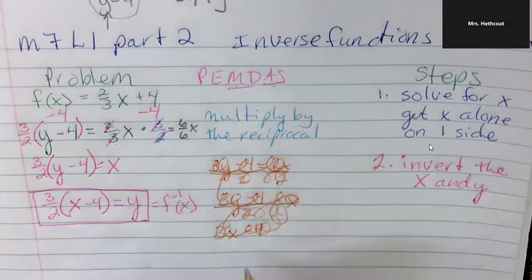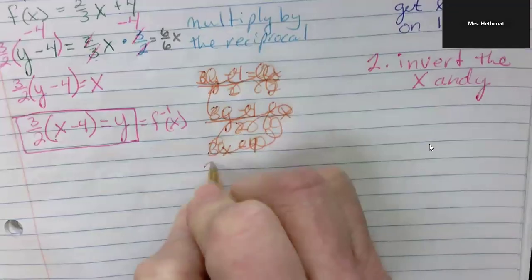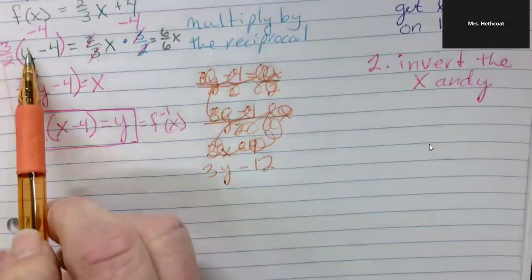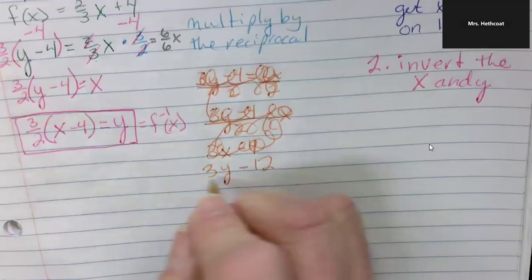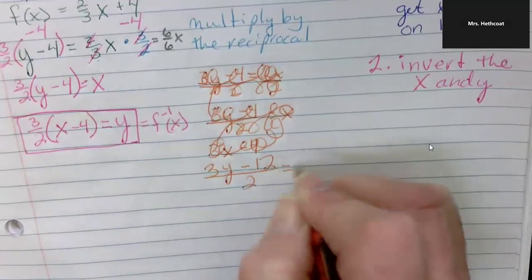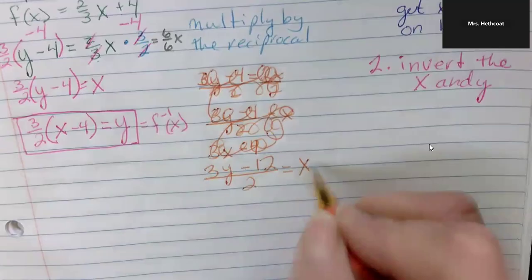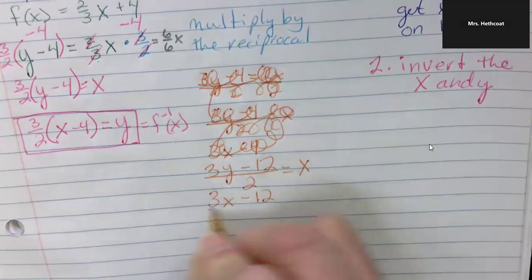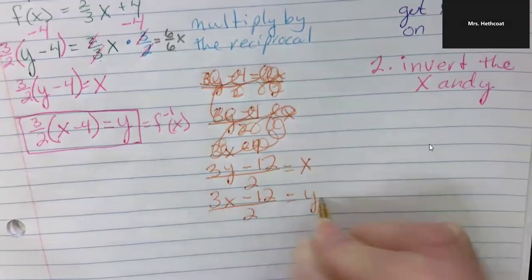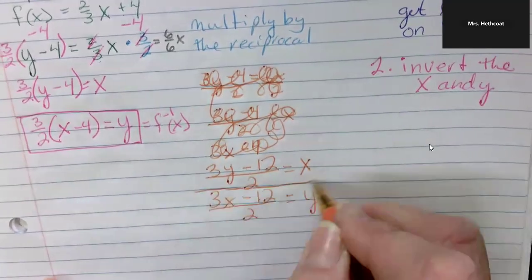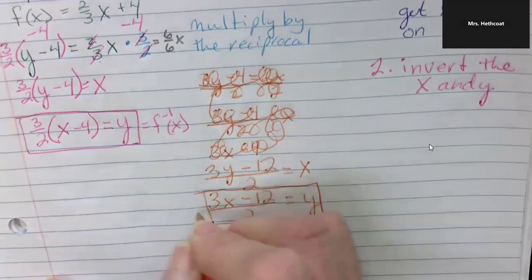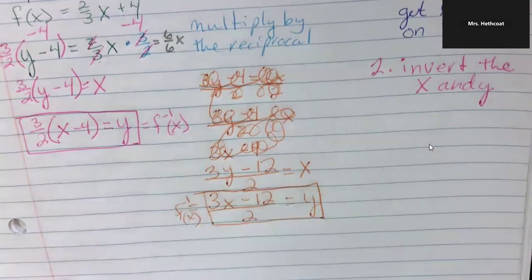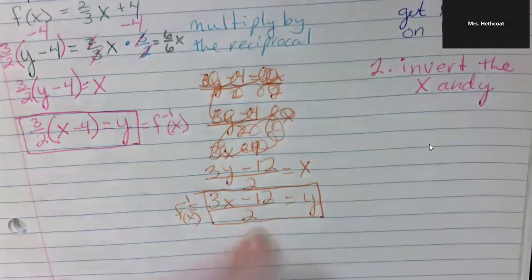All right. So it should be 3y minus 12, because you're doing 3 times the y and 3 times the negative 4, all over 2 equals x. Then we're going to invert our x and y, so we get 3x minus 12 all over 2 equals y. And then this is a correct option for what your inverted function of f equals. All right, so if you got that, it is equally correct.